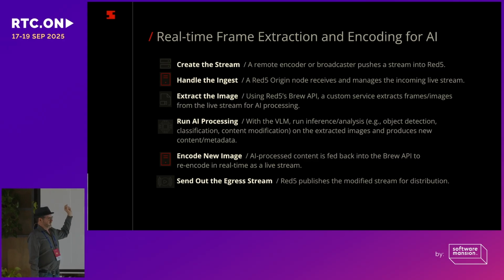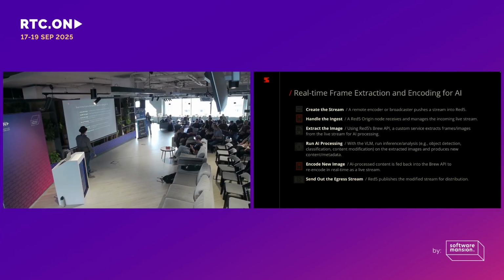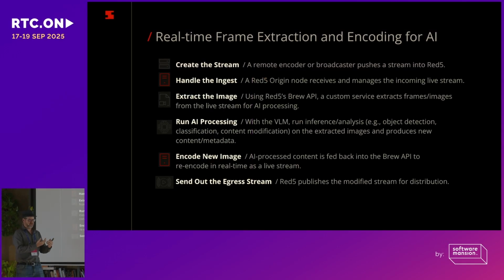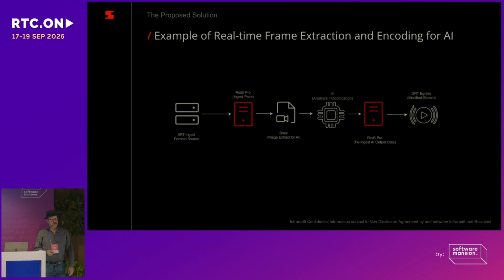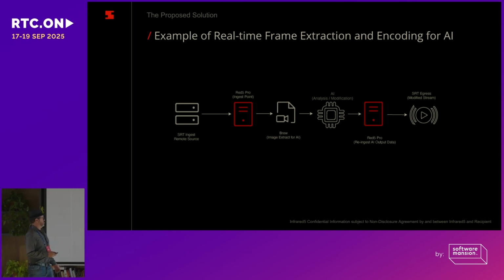Then we have a thing that we call the Brew API that extracts the image from the live stream and passes that on to an AI process running a visual language model. And then this is kind of an optional step. We can re-encode the video. We can add bounding boxes around the thing that was bad, or in the example of somebody flipping somebody off, they can blur out the hand. So this is manipulating the stream coming out. And then obviously the rest of the flow, it can go out of the Red 5 system onto a client who's watching the stream.